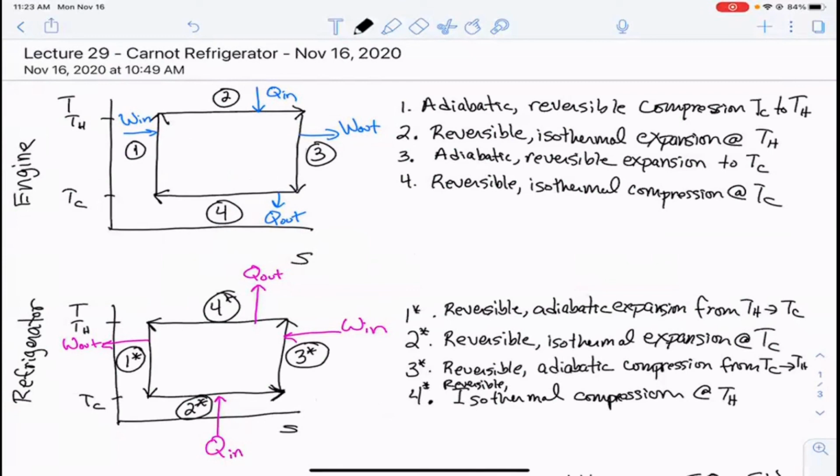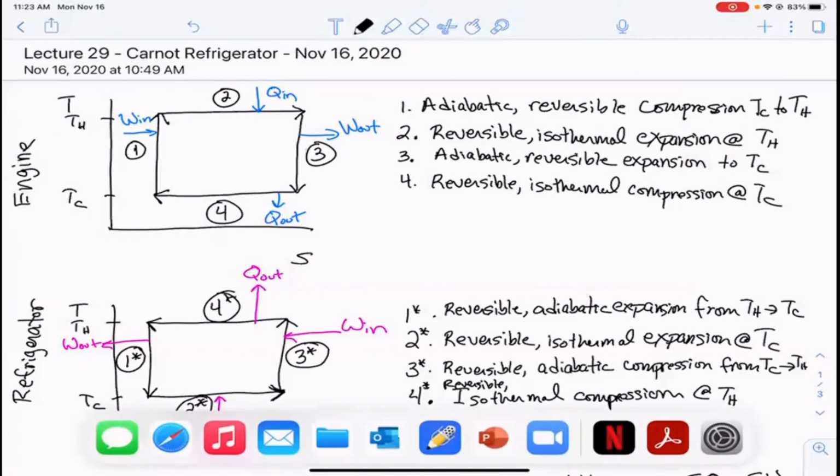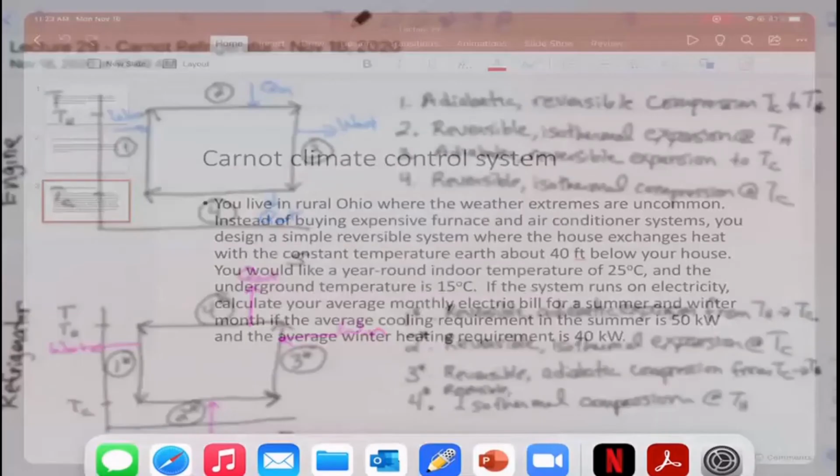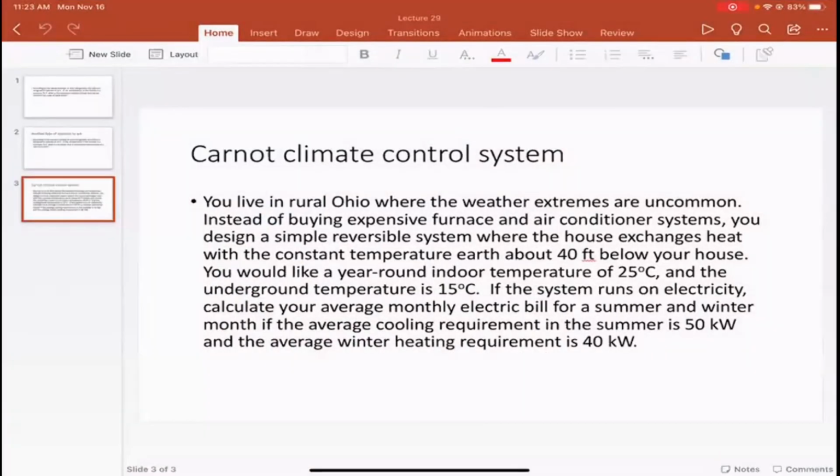The other thing to keep in mind as you work to solve this problem is, as you find the efficiencies of the process, you'll also have to determine this 50 kilowatt in the summer, 40 kilowatt in the winter, in the cycle: is that Q in? Is that Q out? And then how do I relate that to efficiency or the coefficient of performance? And then the work, right? The net amount of work.